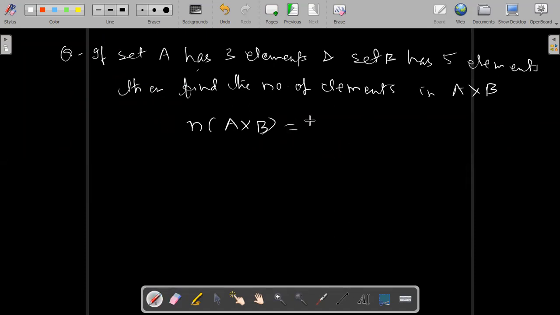A cross B is equal to the number of elements in A times the number of elements in B. The number of elements in A is 3 and in B is 5. Therefore, 15 elements. Simple question. So we can find the Cartesian product, we can find the elements, and sometimes they give questions like this.